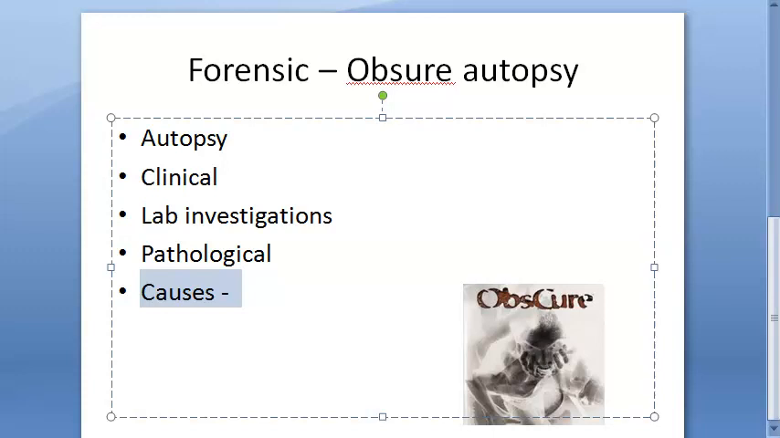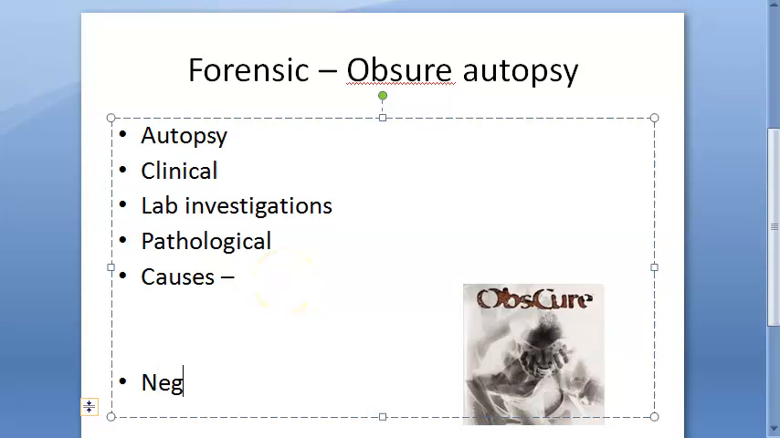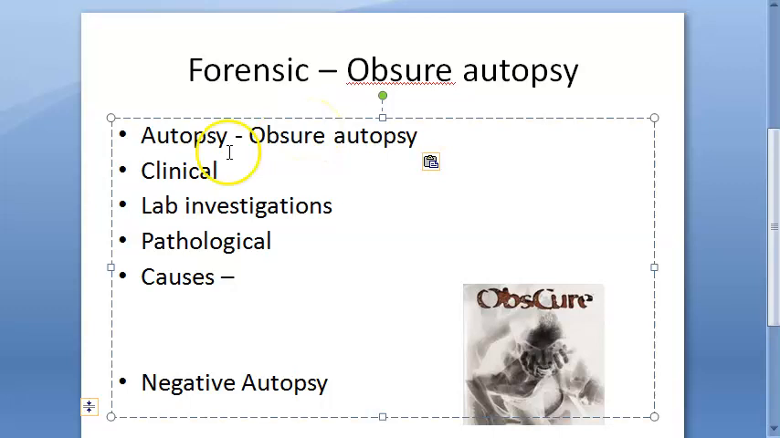so we'll come to the causes, but remember, finally, even after doing all this, if you don't get to know the cause of death, then it becomes negative. Obscure is when, after autopsy, you are not able to find the cause, that's obscure autopsy. But you can still do lab investigations, pathology, etc. and you can try to find the cause. Negative autopsy is when even after doing everything, you're not getting anything. That is negative autopsy. Now look at the causes for an obscure autopsy.